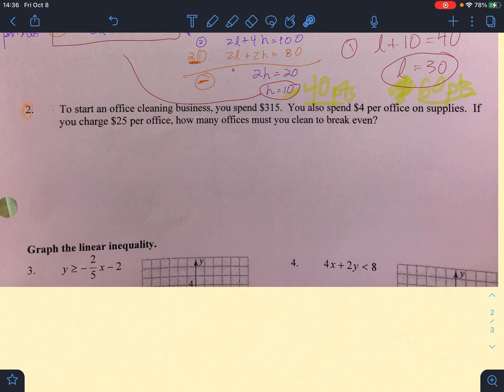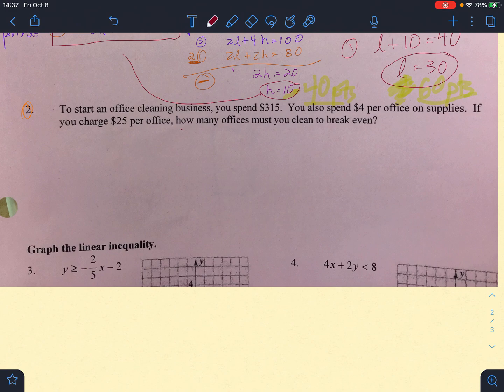Now, the offices we're going to clean, we're going to agree to restock their paper towels and soap. So it's going to cost $4 per office. This is a cost. It's what we spend. What do we get in exchange? If we're spending and spending, we're going to go out of business if we're not making money. So the thing is, we are going to charge people $25 per office. That's money that we're going to make.